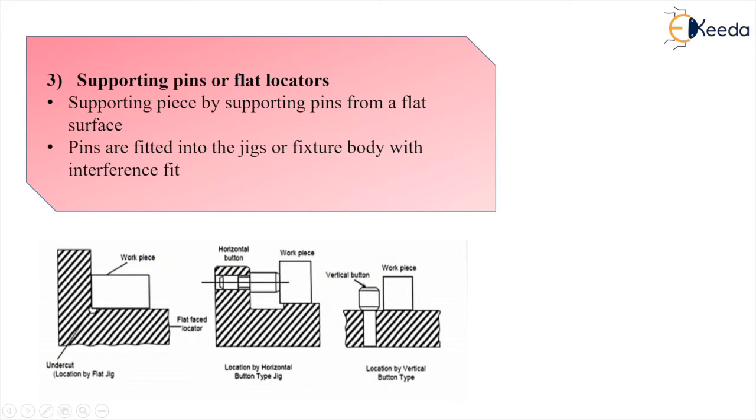So this is supporting the piece by supporting pins from a flat surface. Pins are fitted into the jig or fixture body with an interference fit. See, this is the location by the horizontal button type jig, and this is the location by the vertical button type.